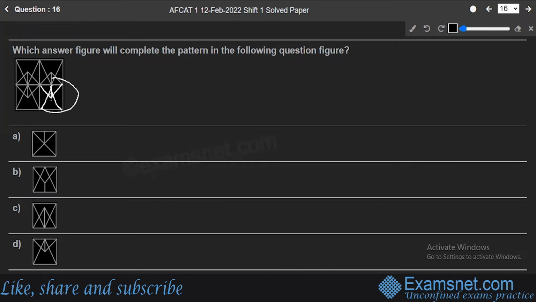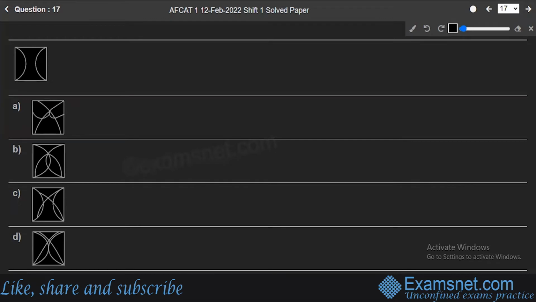So let's look at this particular portion only, and the one which is exactly matching with this portion is option D. This is clearly visible. So this is the correct answer, option D. If you put down this one, you will have the complete pattern in the figure. Hope this is clear. Next is question number 17.